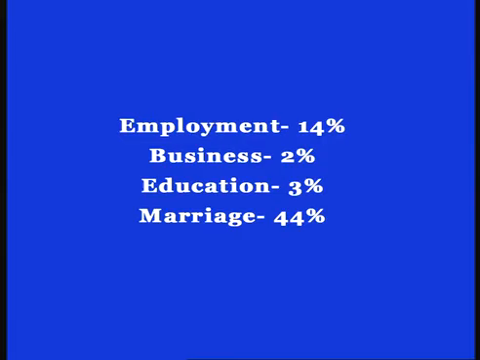For example, reasons for migration for employment, we have seen that around 14% of migration has taken place because of the employment. They have got better jobs. Then for business, there is around 2% migration. Education, migration counts for 3%. People move because of education. But marriage, as I told you, is the major component of migration, 44% of the people move for marriage purpose.